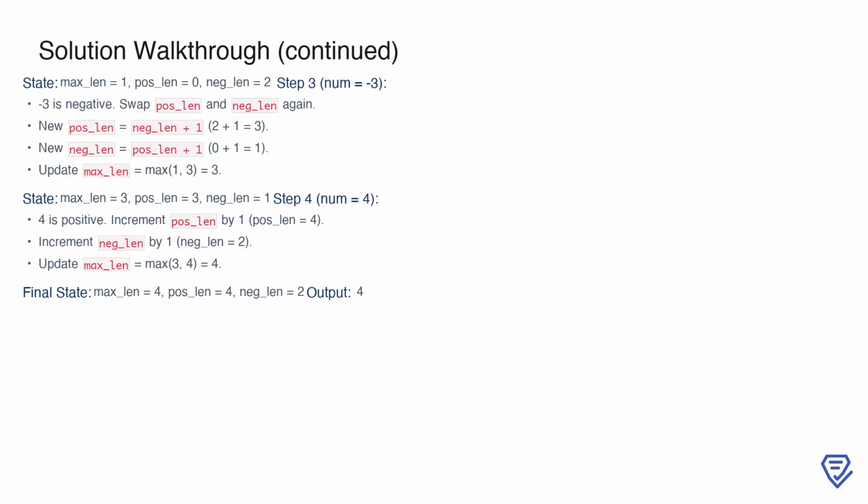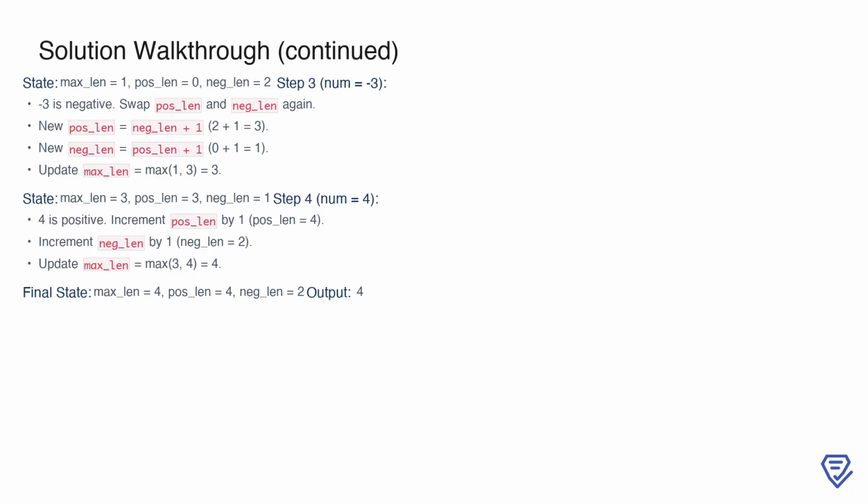Now, we process the next number, -3, which is also negative. Again, we swap pos_len and neg_len. The new pos_len becomes the previous neg_len plus 1, which is 3, and the new neg_len becomes the previous pos_len plus 1, which is 1. This time, max_len is updated to 3 because it is the maximum of its current value, 1, and the updated pos_len, which is 3.